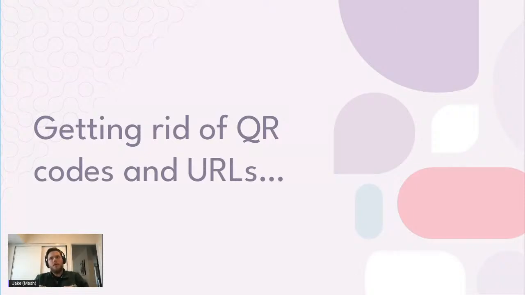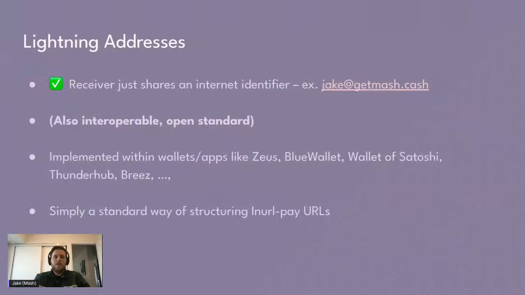Maybe you need to scan it on your phone from your laptop, or copy it over if you're on the same machine or something like that, which isn't necessarily always ideal. So this is where Lightning addresses come in. As I mentioned before, it's really nice. If I want to receive payments from someone, rather than giving the LNURL QR code, I'm just going to give you my Lightning address. In this case, it's jake@getmash.cash.